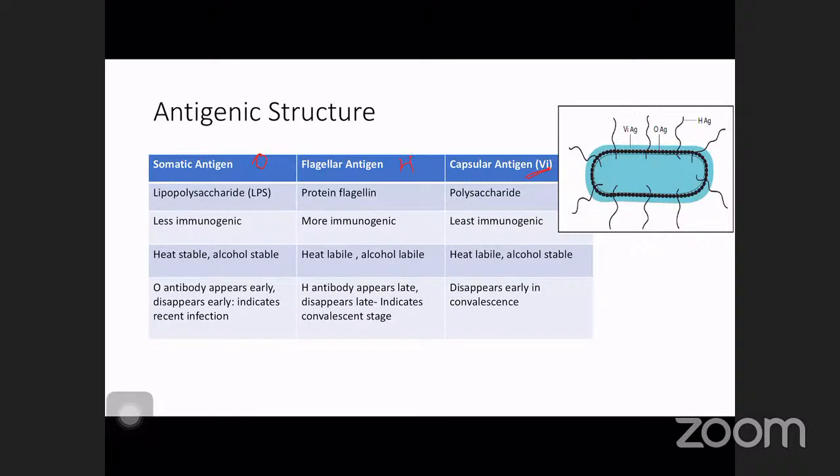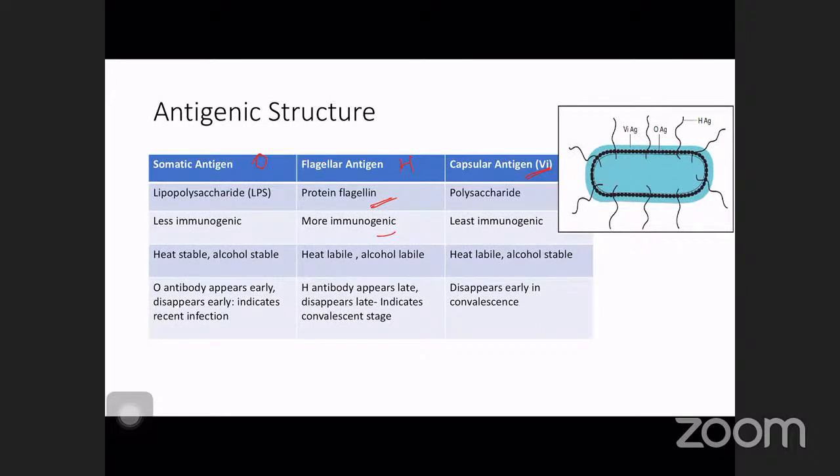The somatic antigen or O antigen is present in the cell wall; it is the lipopolysaccharide antigen. The flagellar antigen consists of the protein flagellin, and the capsular antigen consists of a polysaccharide. As you would have learned in immunology, anything containing protein is more immunogenic, followed by polysaccharides, carbohydrates, and then lipids and nucleic acids. Here the protein part is present in the flagella, the protein flagellin, and therefore it is more immunogenic.